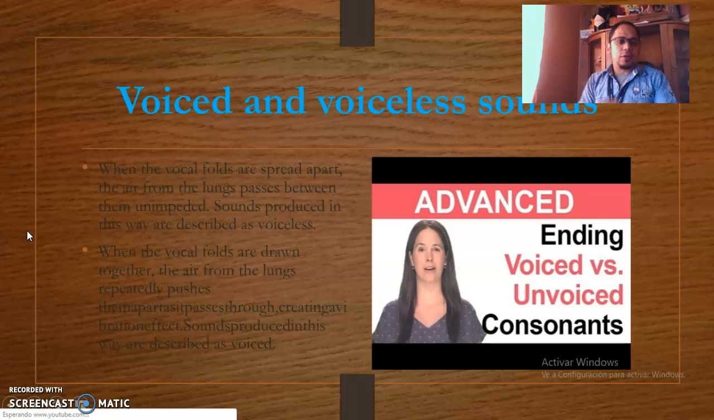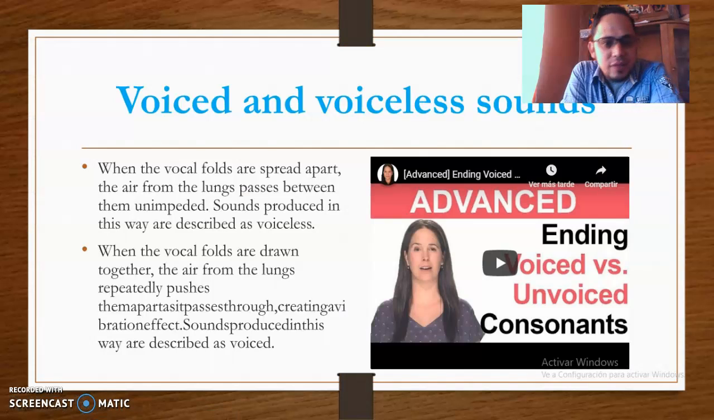Now we have some important concepts about it, that is voice and voiceless sounds. So in order to understand this kind of topic easily and keep it in mind, we have voice when we have some vibration in our throat, and voiceless is when that vibration is not present. It's the absence of vibration in your throat.